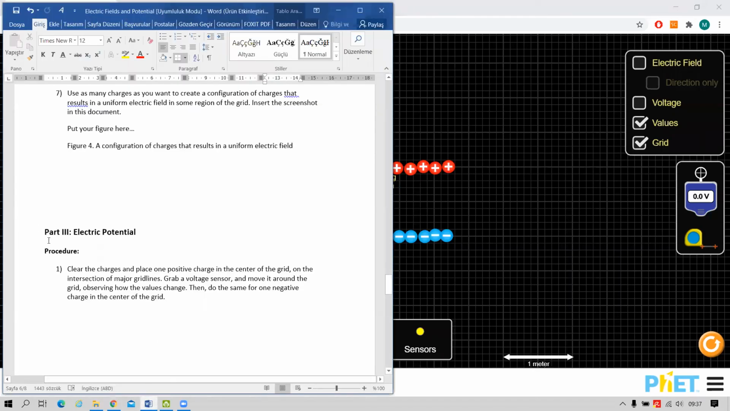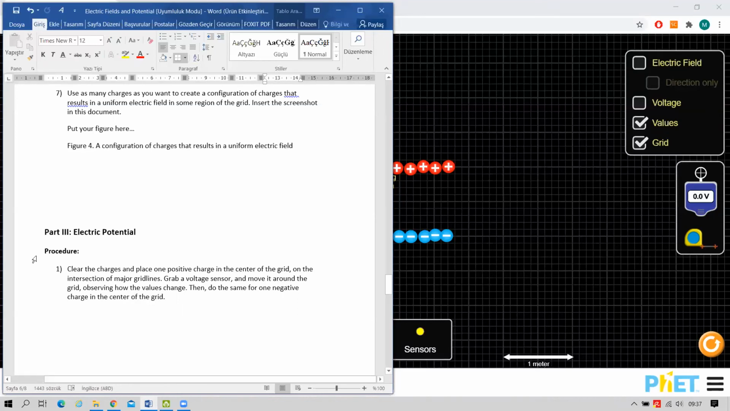Next part is part 3, and this part is about electric potential. I will not continue with this simulation because you have learned well how to use it in the first two parts. I think everything is clear what you should do and what it's asking you to do. I will just talk about what we expect as a result.